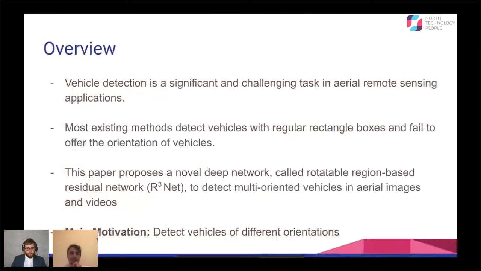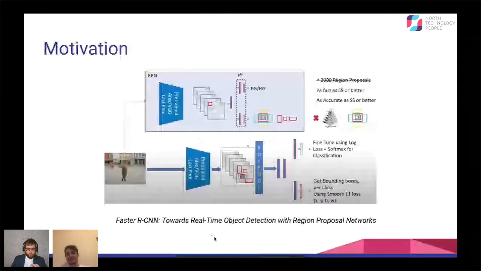Going quickly on to the second paper, another challenging task in vehicle detection is that most object detection methods don't consider the orientation of the bounding boxes. So when we're predicting the bounding box for a vehicle, it's not going to have an orientation associated with it, which is important in a lot of applications. So this paper, which is called R3Net, has as its main motivation detecting vehicles of different orientations.